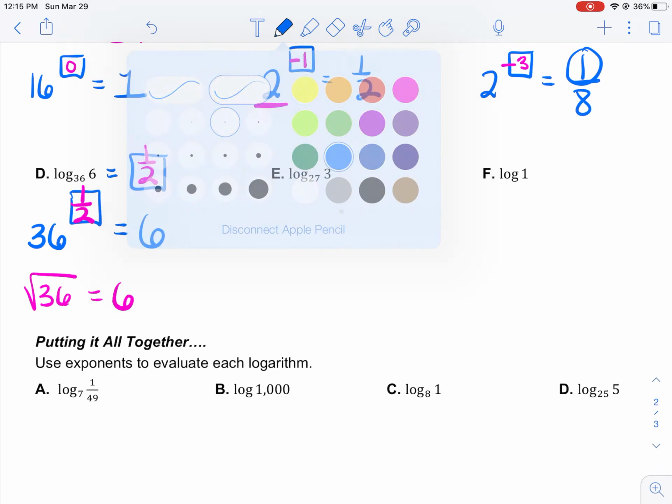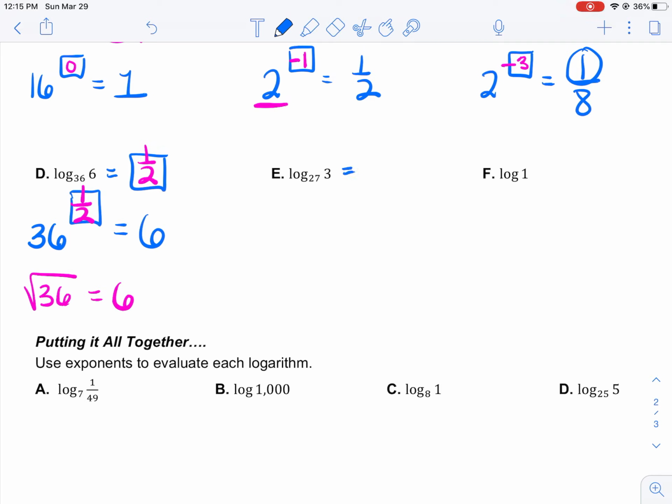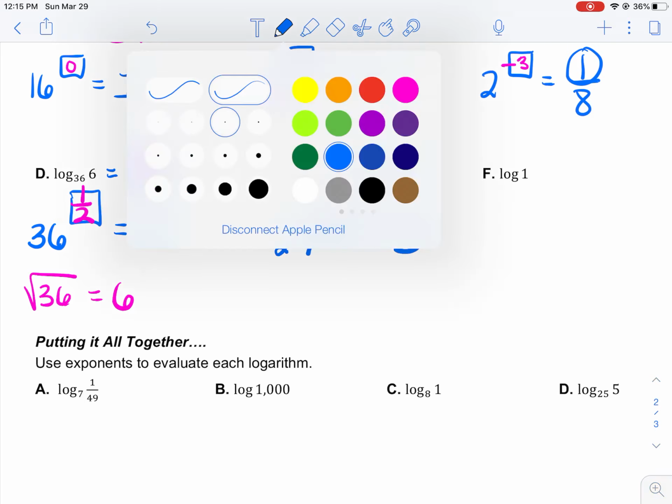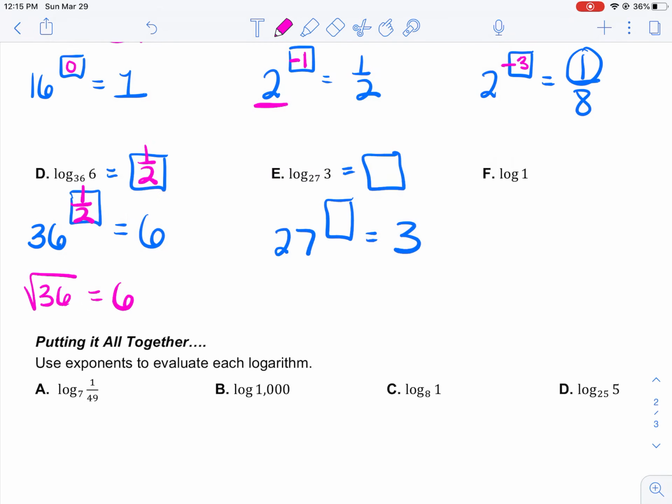Okay, so the next one is similar. We're going to start with 27, and we're trying to figure out 27 to what power equals 3. Okay, and so we can take the cube root of 27 to get 3. And so we're going to write that as 27 to the 1/3. Okay, so notice big to small, that exponent is a fraction.